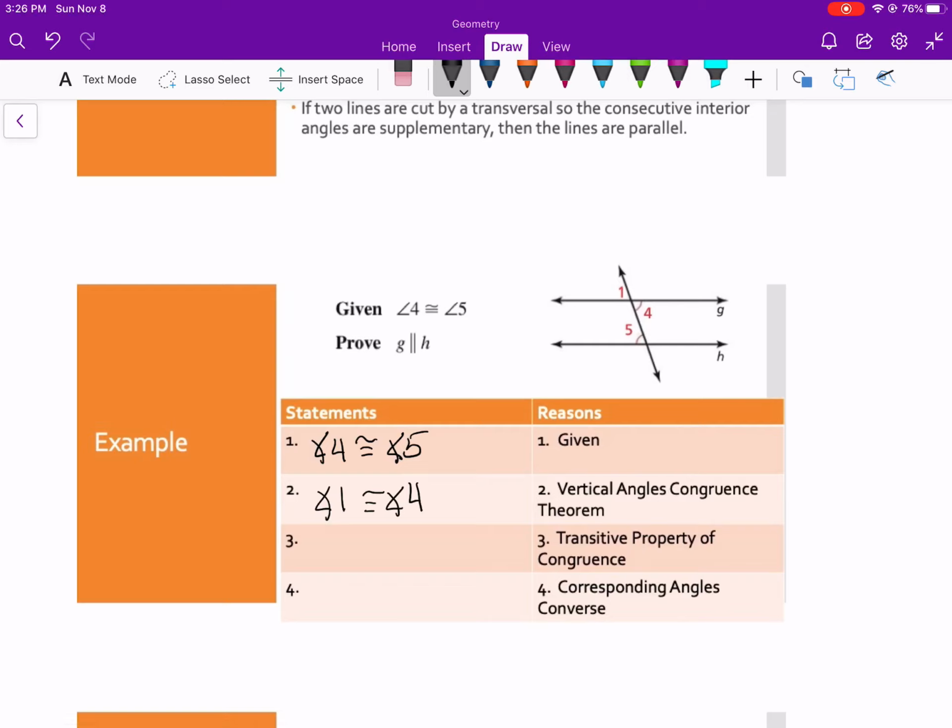By the transitive property, I'm trying to combine lines 1 and 2 using the transitive property or substitution, and I'm going to say that angle 1 is congruent to angle 5. Now, angle 1 and angle 5 are corresponding angles, and if they're congruent, then we know that G has to be parallel to H.